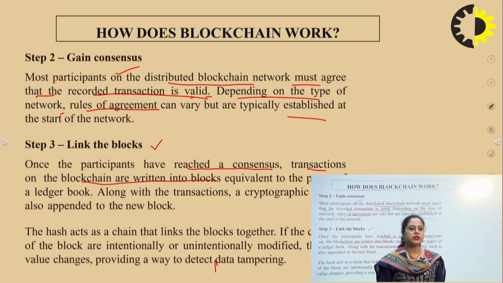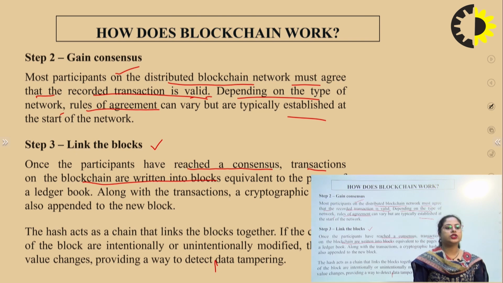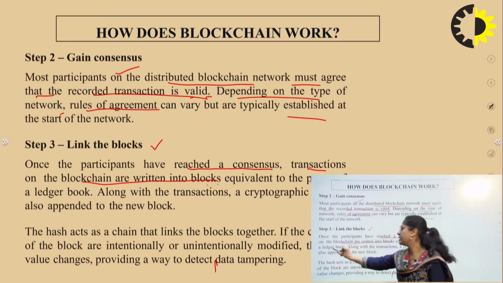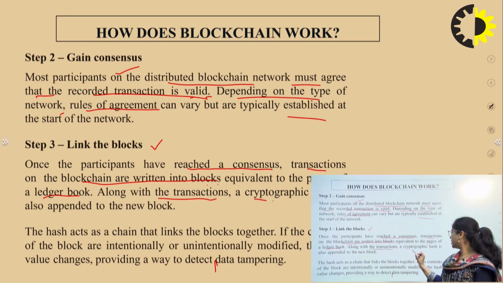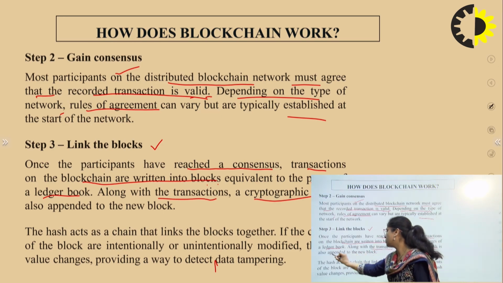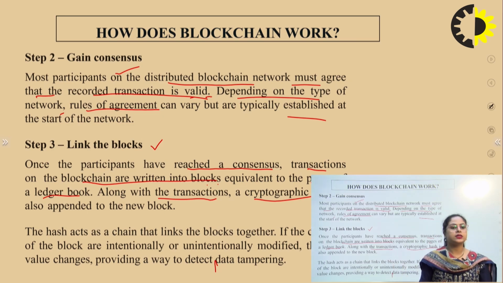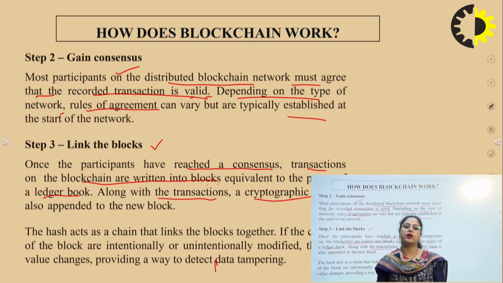Whatever transactions have to be done are written in the block. That transaction is stored in the block, which is equivalent to the pages of a ledger book. Along with the transactions, a cryptographic hash is also added to the new block. This is a very important term: the hash value.